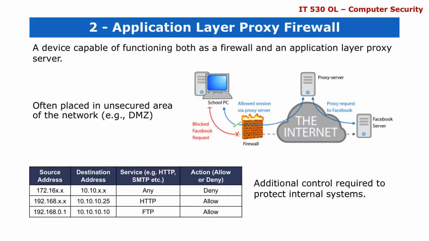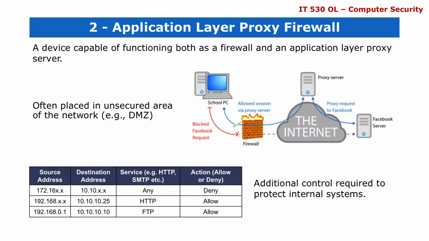Now, at the application layer, we have something called an application layer proxy firewall as well. Basically, it is an additional device that serves as a proxy, and it has the capability to filter traffic at the application layer. So rather than just specify the type of IP address that needs to go in and out, you can also define the type of application that can go in and out based on the application protocol.